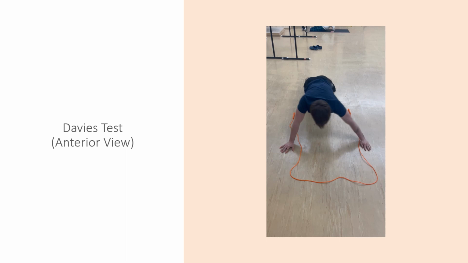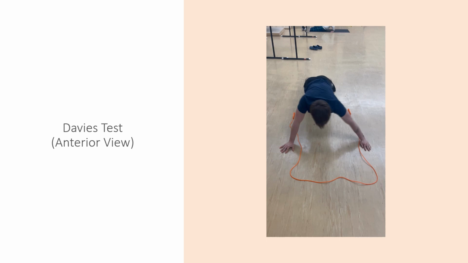So in this first Davies assessment, the client was able to perform 16 repetitions in 15 seconds. What I am able to notice from this anterior view is that there is some slight scapular winging on both the right and the left, though it looks greater on the right side, and there's some scapular elevation as well. And I also noticed that in the LPHC there's an excessive anterior pelvic tilt as well as excessive trunk movement while performing the test.